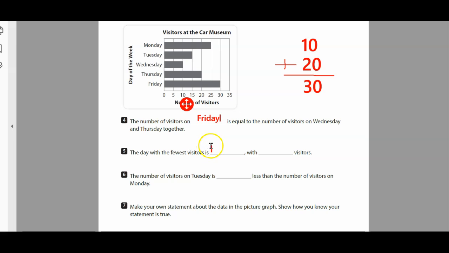The day with the fewest visitors is Wednesday. Wednesday with how many visitors? 10.